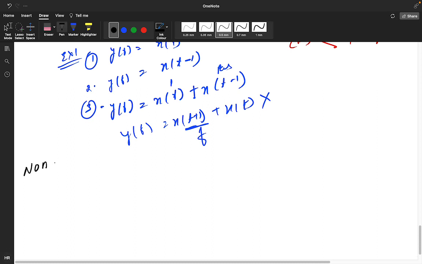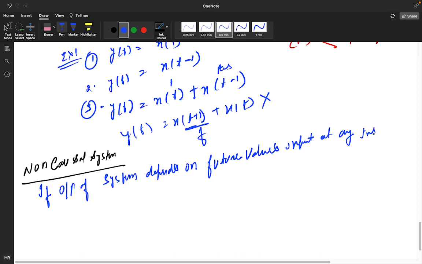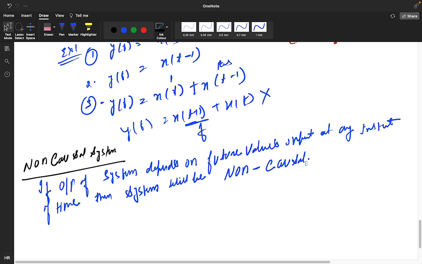Now, non-causal system. If the output of the system depends on future values of input at any instant of time, then the system will be non-causal.